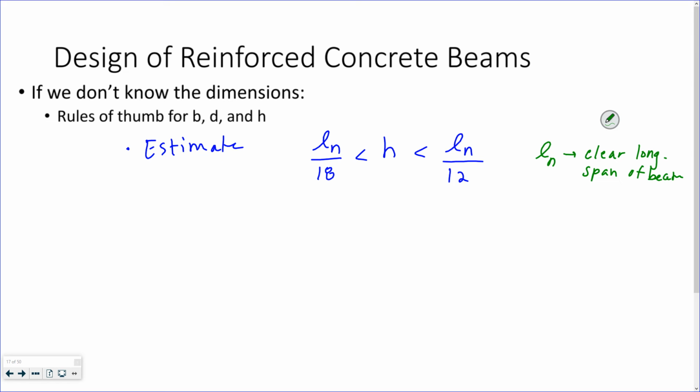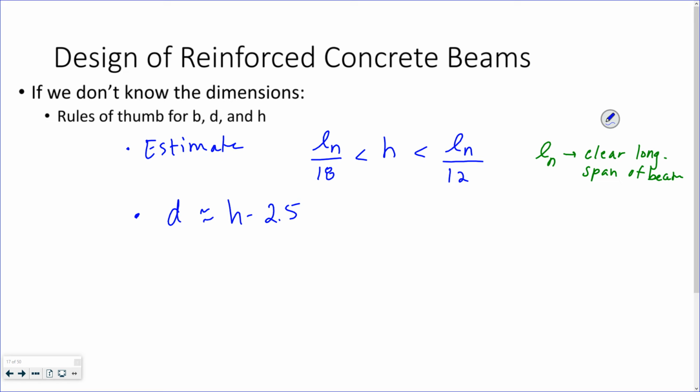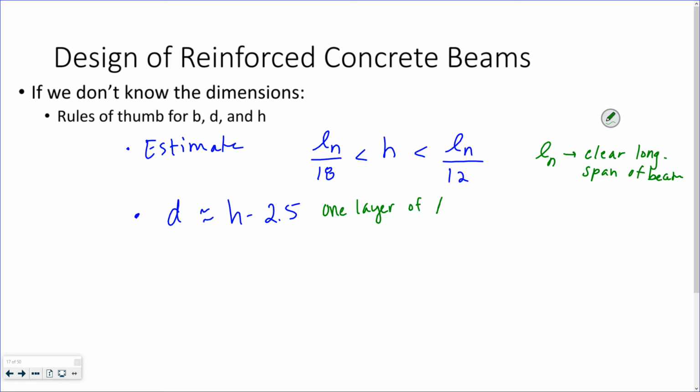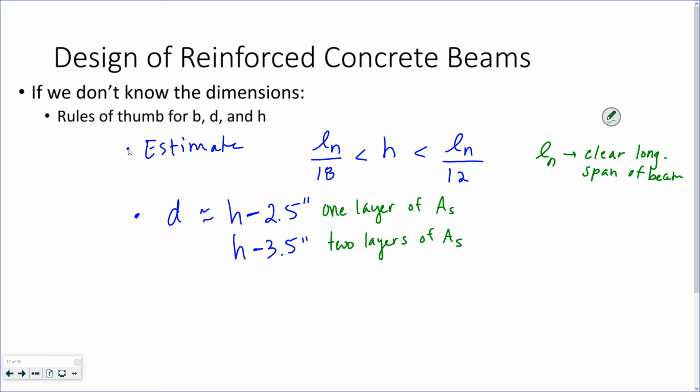And we already said earlier that we can guess d based off of the height. So d is equal to h minus 2.5 inches for one layer of tensile reinforcement, or h minus 3.5 inches if you have two layers of tensile reinforcement. I should make sure to use units. Right, that allows for your clearance, your cover, your stirrup or tie, and then half a bar diameter, basically, the longitudinal bar diameter.